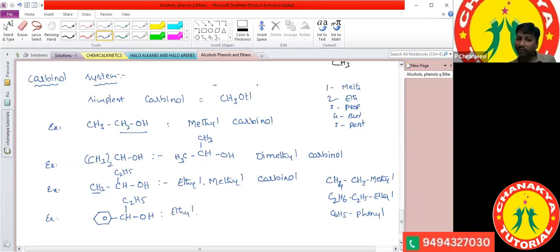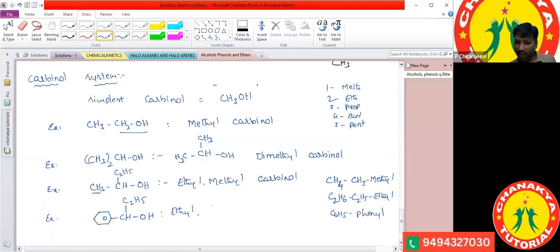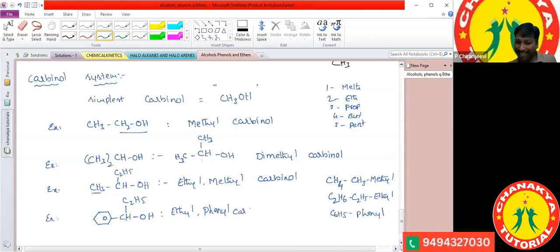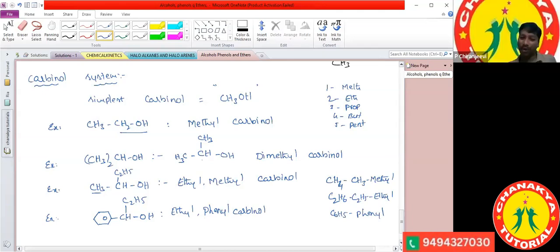Next, the benzene ring is called phenyl. So you said correct only. Next is phenyl. Next, carbinol, that is only. So you added some methyl group. That's why I'm asking. Ethyl phenyl carbinol. Now we've got the clarity on how to write the carbinol system.